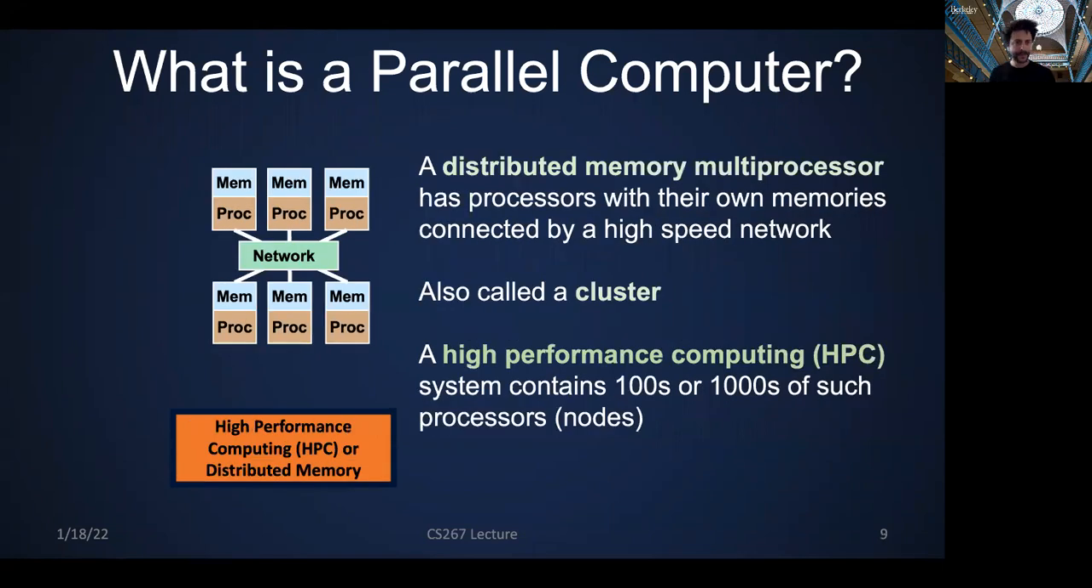That's SMP for our purposes. And the second class is distributed memory machines, also called high performance computing systems. In these, processors have their own memories, and there's a network that allows these processors to communicate with each other, move data, and send messages.